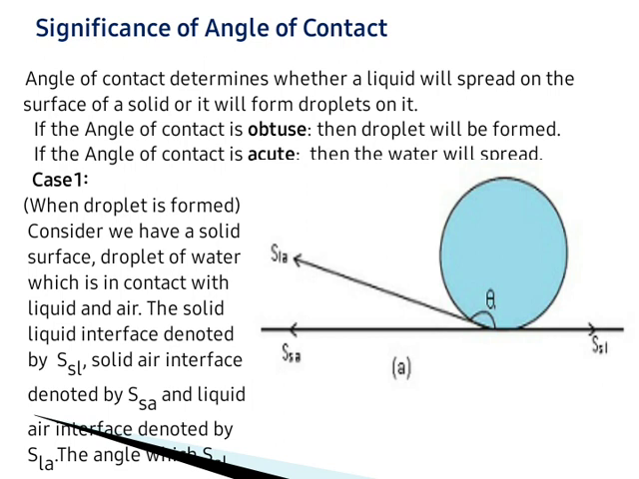First case is when a droplet is formed. Consider we have a solid surface, and a droplet of water, which is in contact with liquid and air. The solid-liquid interface is denoted by SSL, the solid-air interface is denoted by SSA, and the liquid-air interface is denoted by SLA. The angle which SSL makes with SLA is greater than 90 degrees. That is, the angle of contact is greater than 90 degrees, then the droplet is formed.